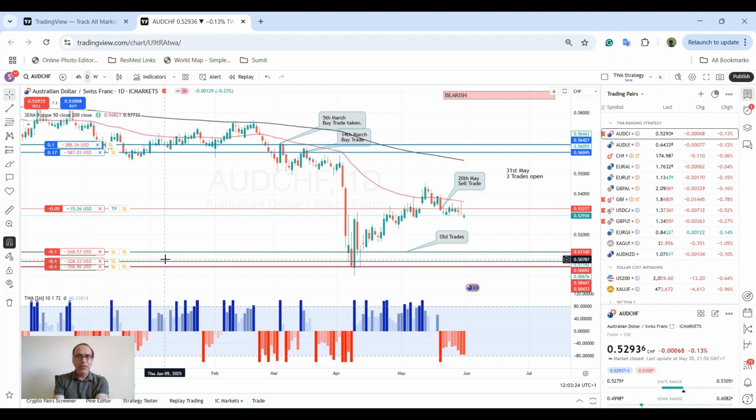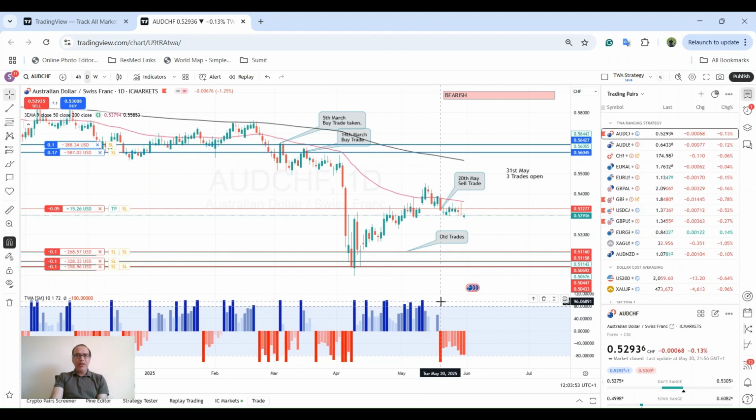Right, so we got into a couple of buy trades based on the signals that we got, which didn't go in our favor with the turbulence which has been there in the market. We did make some profits in the buy trade recently, and now we are in a new sell trade which we took on the 20th of May, and so far it's been going in our favor. So a few trades open.